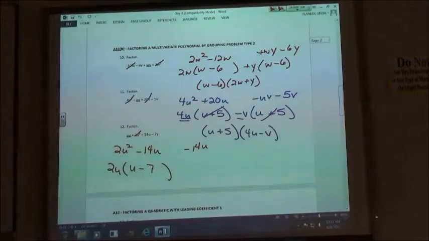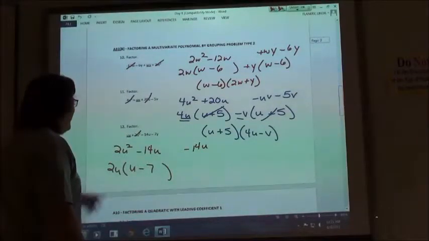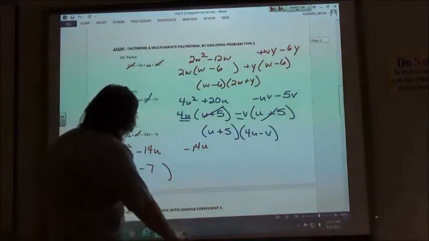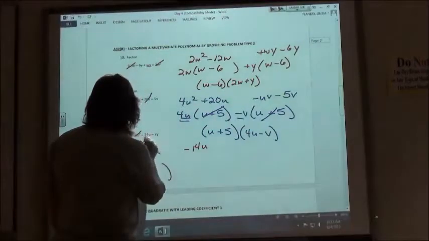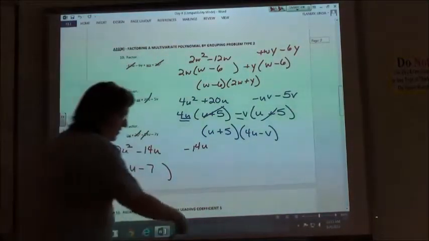What in the heck did they do with this one on me? That's not going to factor. Was that supposed to be a y and I just can't read? Oh, minus 14u and u. Oh, I'm losing my mind.